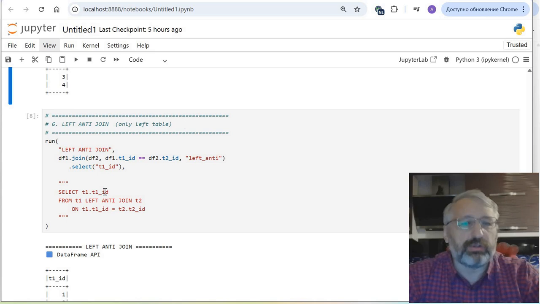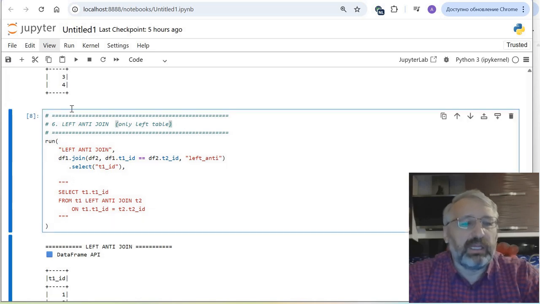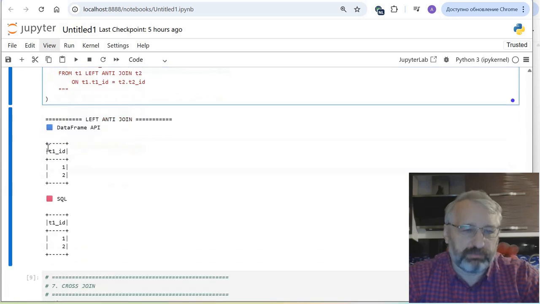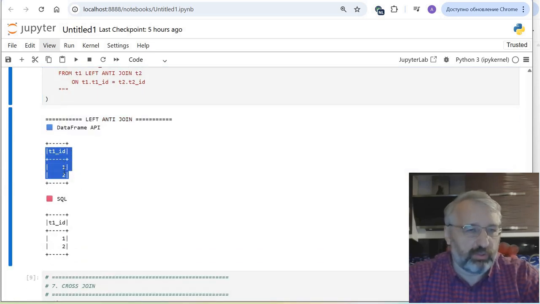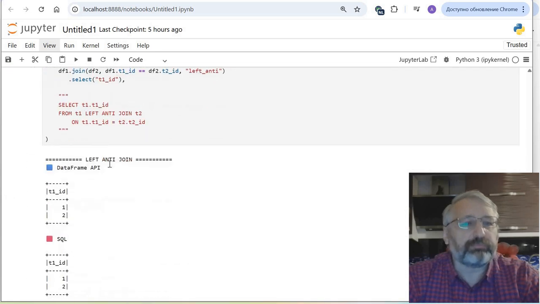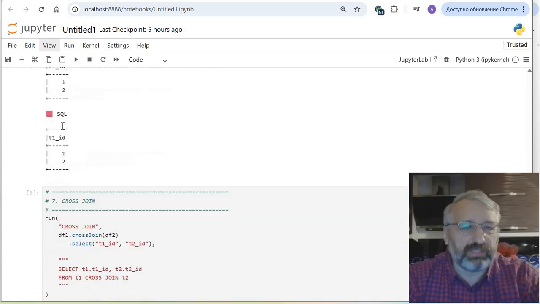Left anti-join, only the left table. This is another type of left join, but we select those rows which did not match. So only rows from the first table, and only those rows which did not match: rows 1 and 2, T1 ID 1 and 2. So we have selected these rows, but only from the left table. And this is called left anti-join.